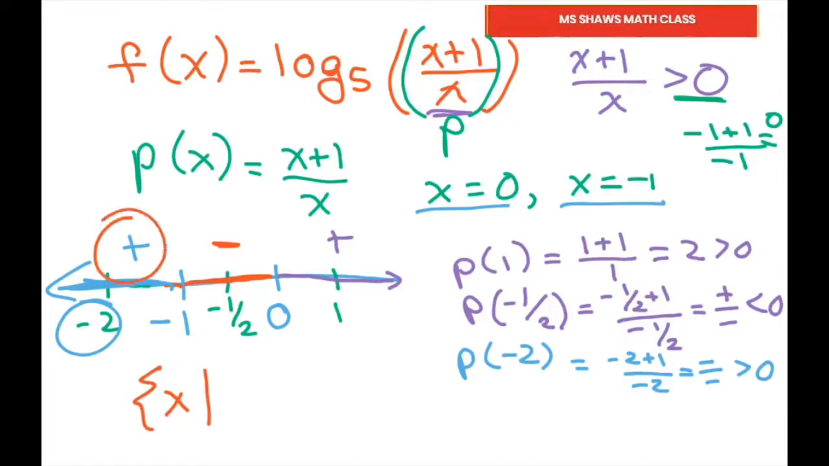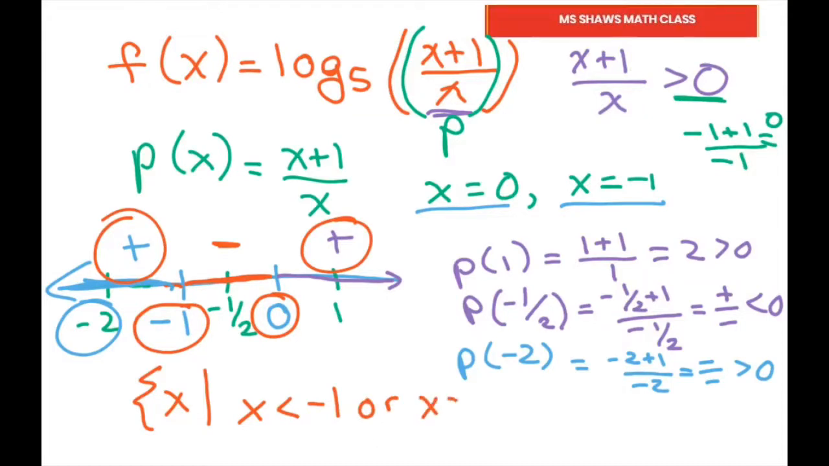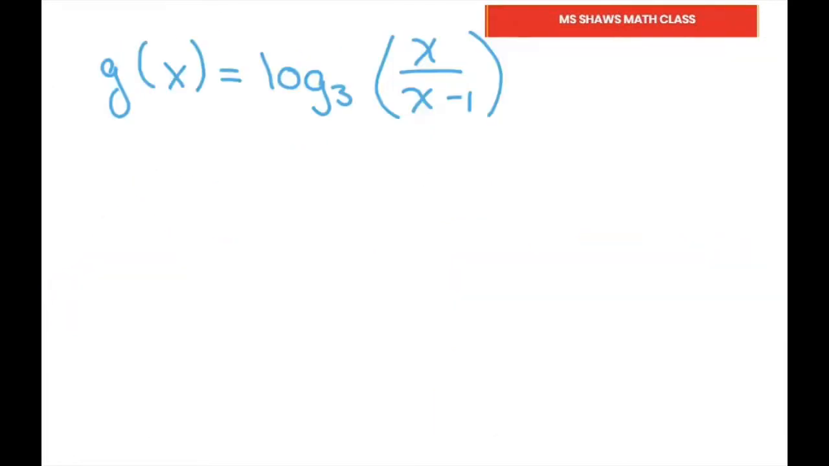We want positive, and our critical values were negative 1 and 0. So basically, x could be less than negative 1. It can't equal it. Or x has to be greater than 0. Sometimes you can just do this mentally, just by looking at it. Okay, let's try the next one.